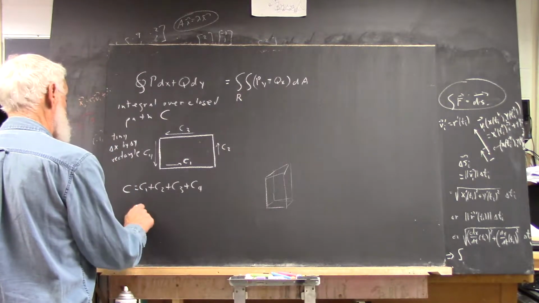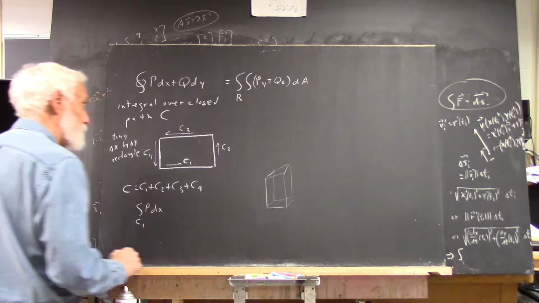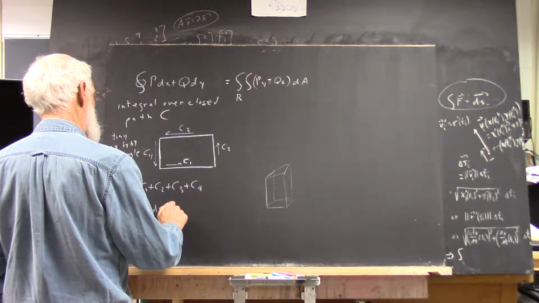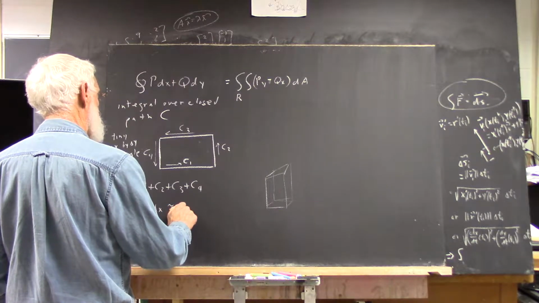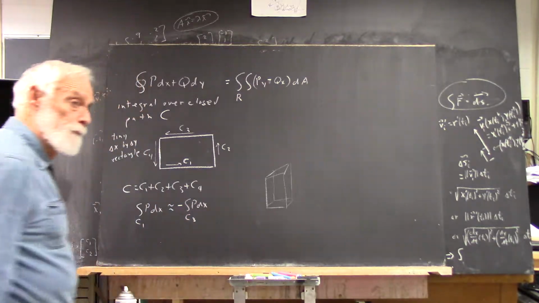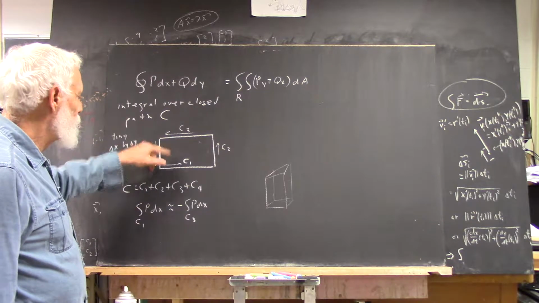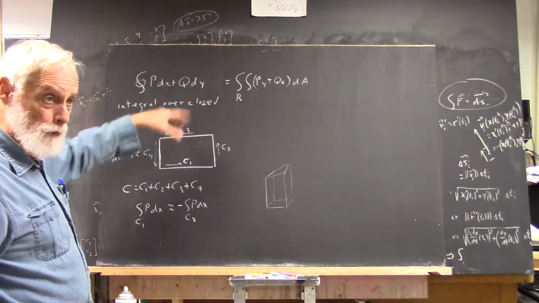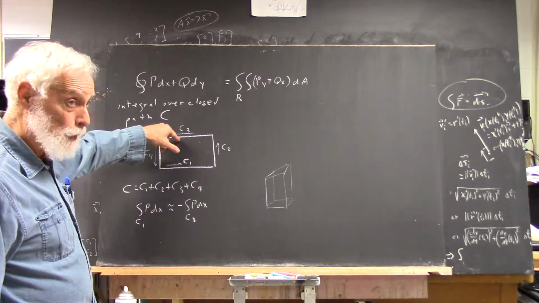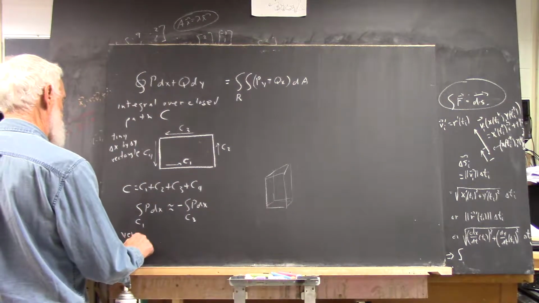Okay, the integral of p dx over c1 is approximately equal and opposite to the integral of p dx over c3, because this is a tiny rectangle. This path is very close to this path. And if the function isn't pathological, you make it small enough that these two are practically the same, but not quite. Now, there's a very small difference.